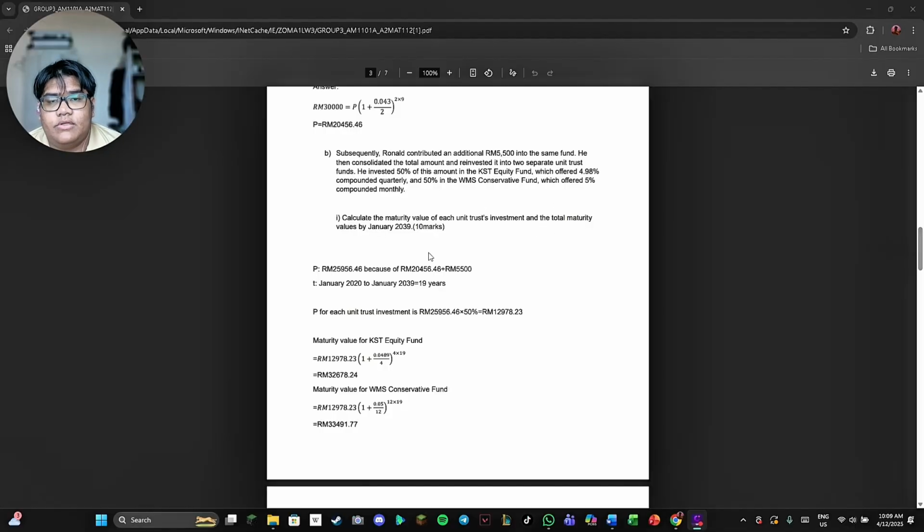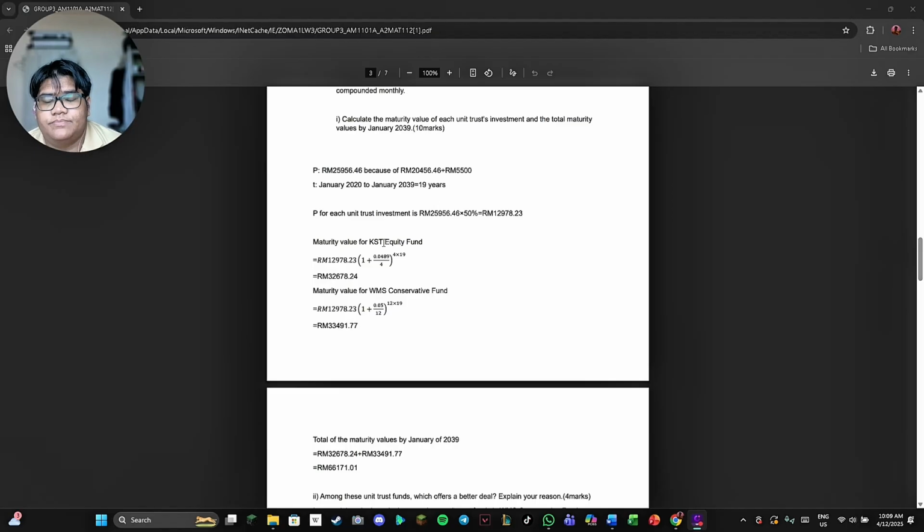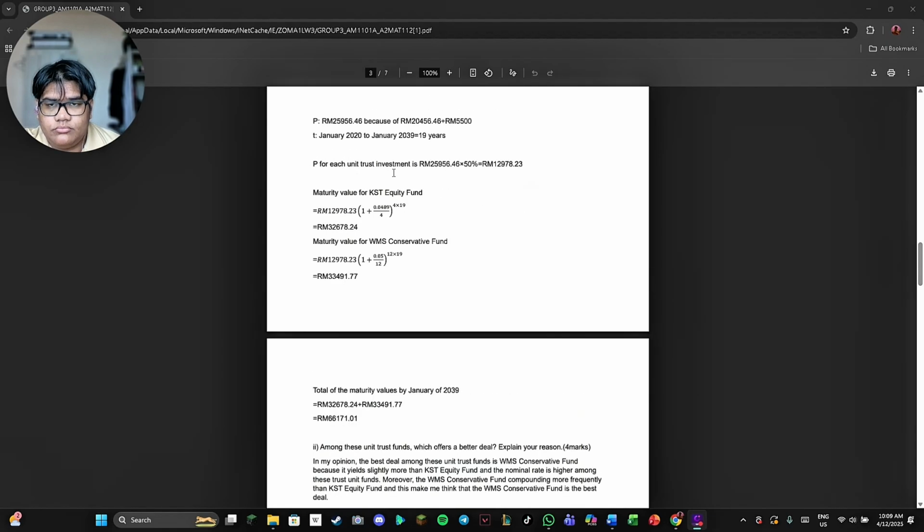So we need to find the maturity value of each unit trust fund first. You need to put P equal to 25,956 ringgit 56 cents, because of 20,456 ringgit 56 cents plus 5,500 ringgit. And then you need to find the T, which is 19 years because of January 2020 to January 2039. The term is 19 years. And then the P for each unit trust investment is 12,678 ringgit 23 cents.